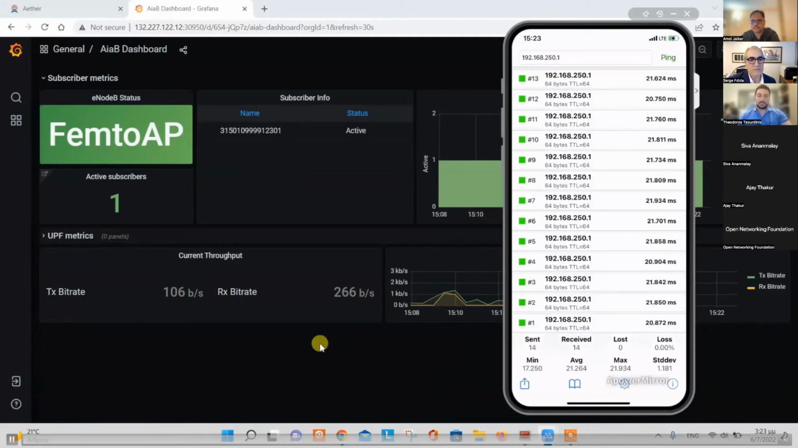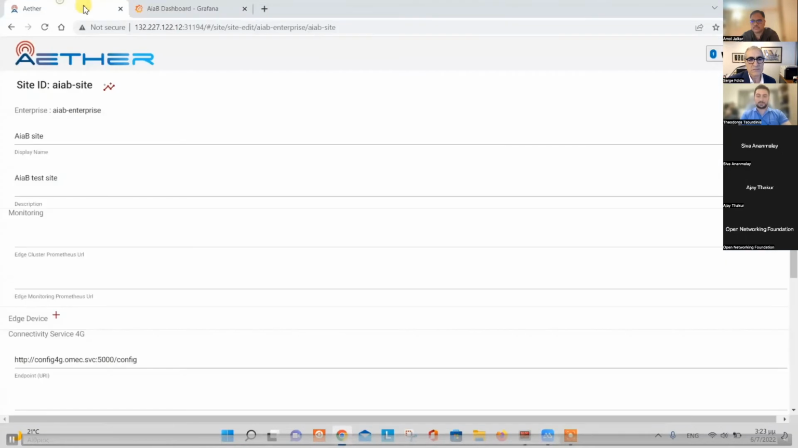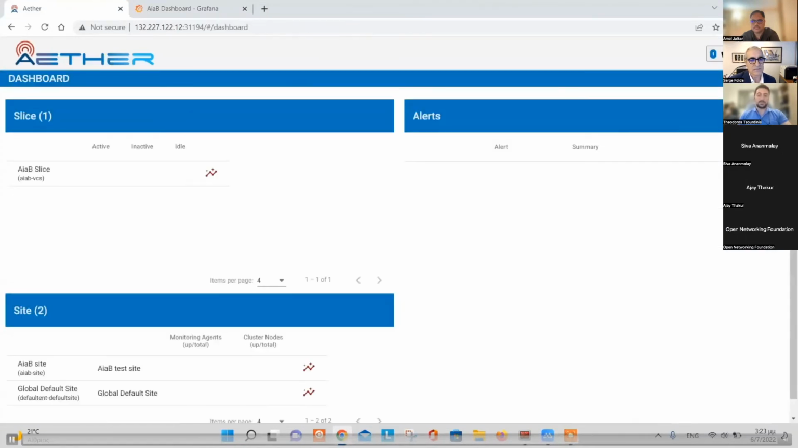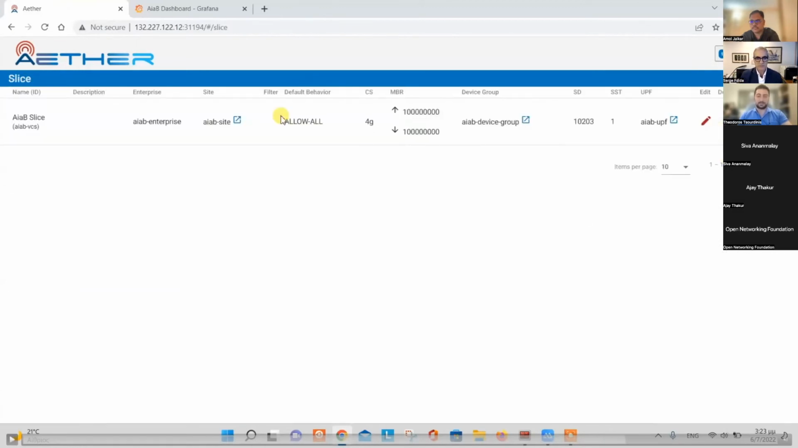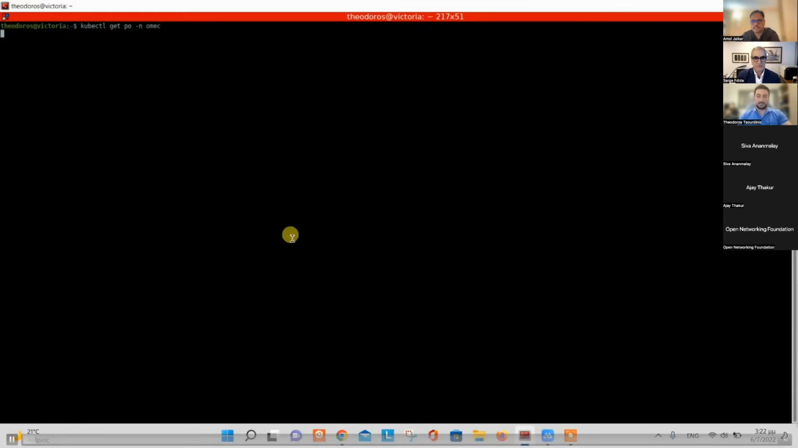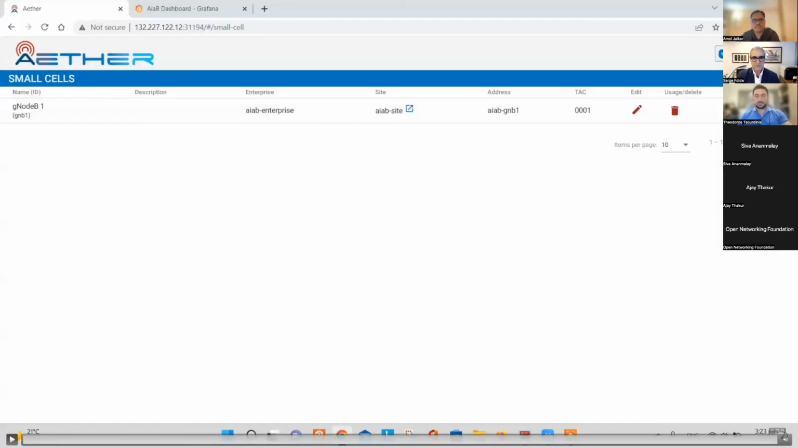And then we will explore the ROC user interface, which gives us the opportunity to create, for example, a new slice or edit the current one by applying quality of service to the end user. We also can explore the G-Node B and E-Node B configurations. And of course, we can add new subscribers to the network in a very easy way.